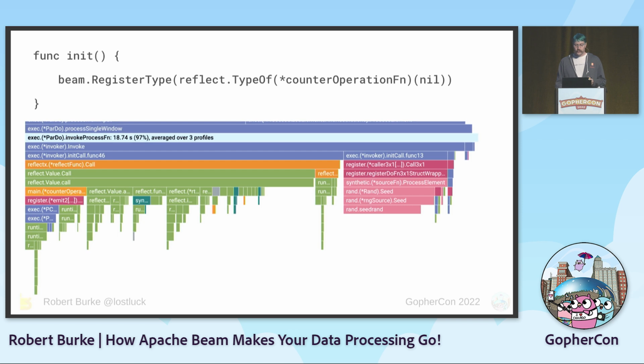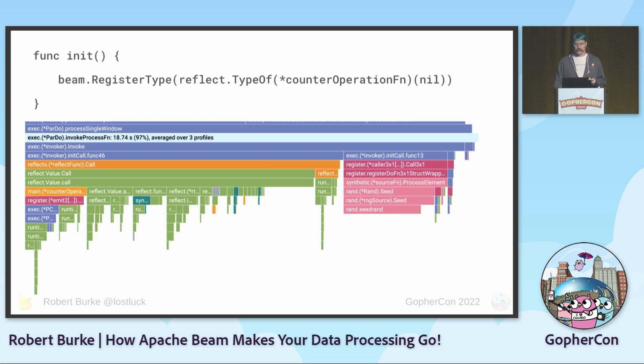So the load test pipeline I used just sets a random seed and then passes random byte slices through a line of DoFns. In this case, something called counter operation fun. To use the old reflect way, you only need to use the soon-to-be-deprecated beam register type or beam register function methods to make sure that the system knows where they are.